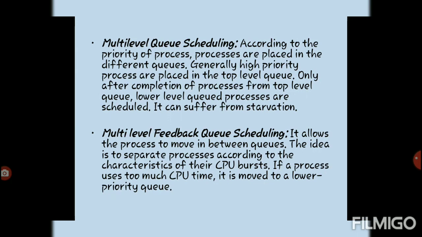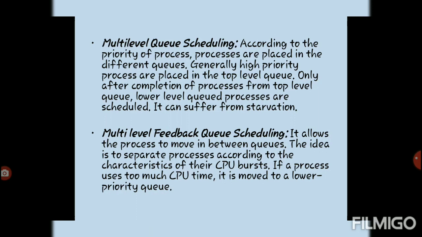Then multi-level queue scheduling. The queue is the queue of processes waiting. According to priorities, the queue will be arranged. The jobs or processes which have high priority will be in one queue, and the jobs which have the second priority or the low priority will be arranged in another level of queue. Like this, multiple levels of queue will be arranged, and according to the queue, it will be scheduled.